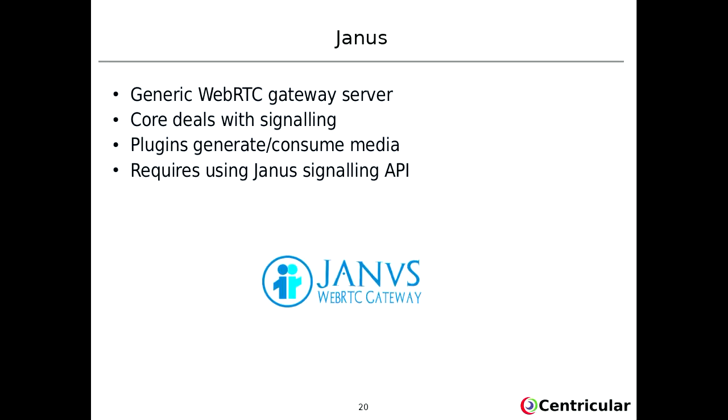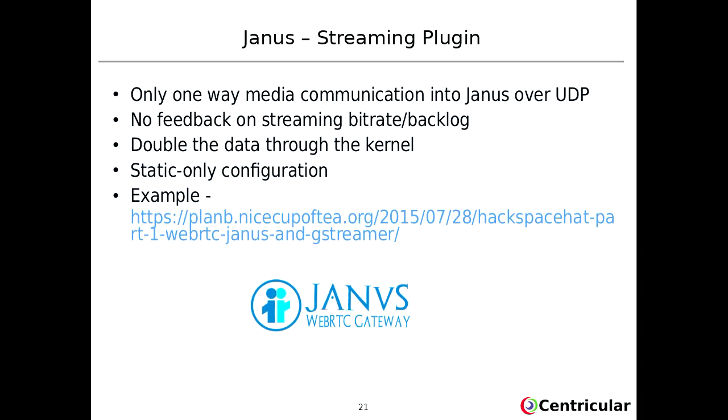Janus is a generic WebRTC gateway server where the core deals with signaling and all the media is implemented through plugins. The other thing is that it also requires its own signaling API, which seems to be a common trend in all these solutions. There is a streaming plugin, so you can send GStreamer encoded video to Janus and have it be picked up by a normal WebRTC client.